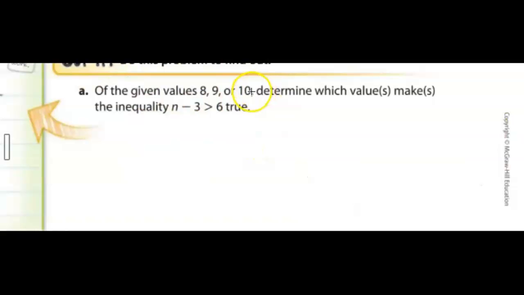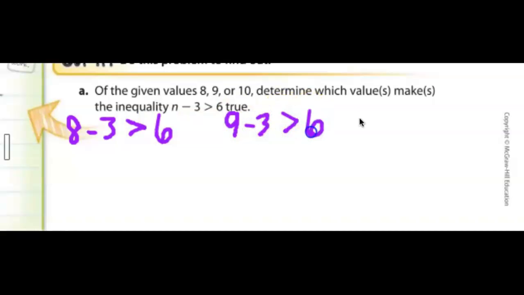We're going to practice evaluating the inequality n minus 3 is greater than 6, and we're going to do that by replacing the n with 3 possible answers: 8, 9, and 10. So we're going to write the inequality out 3 times. We're going to write 8 minus 3 is greater than 6. Then 9 minus 3 is greater than 6. And then 10 minus 3 is greater than 6. Okay?